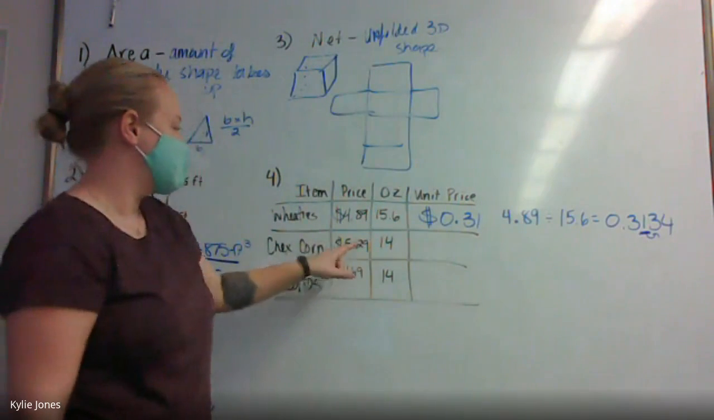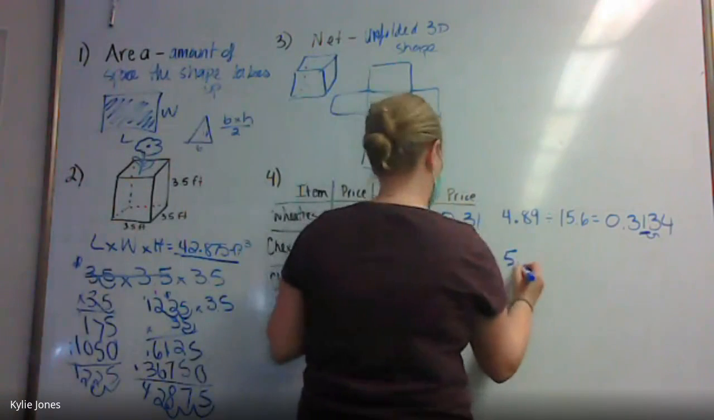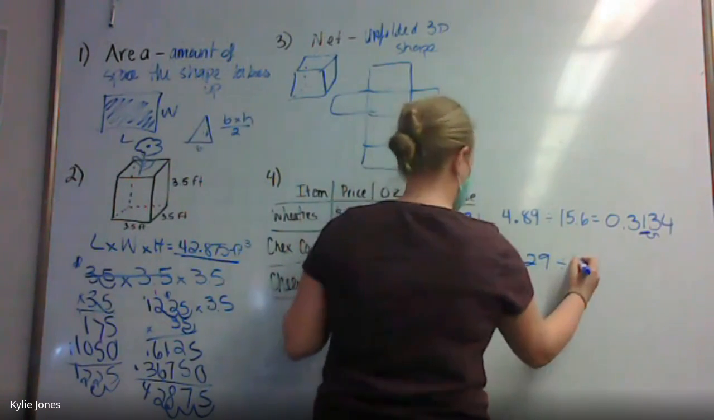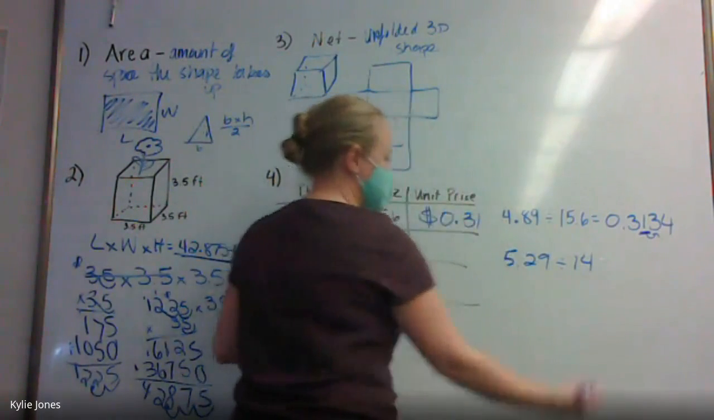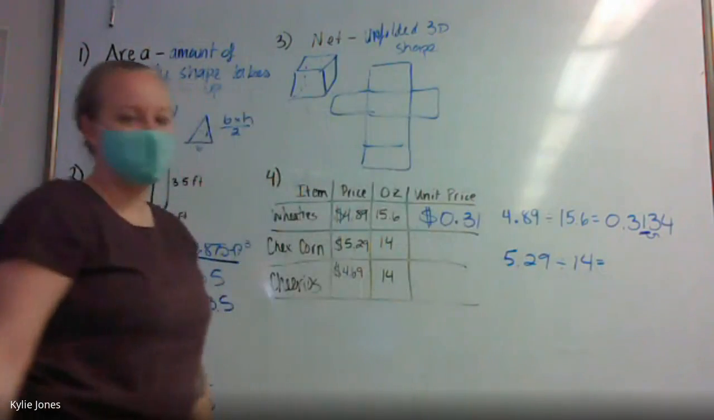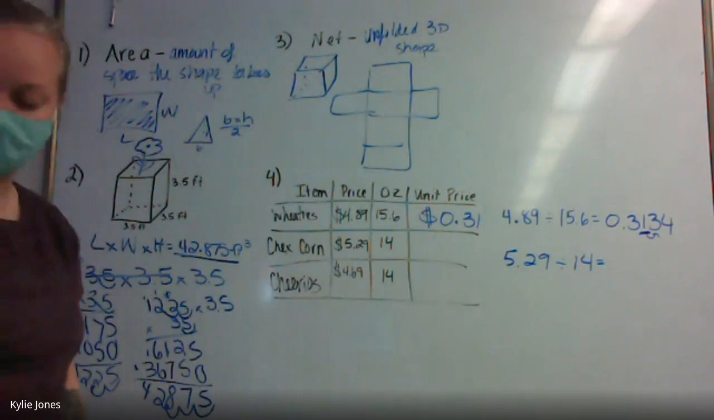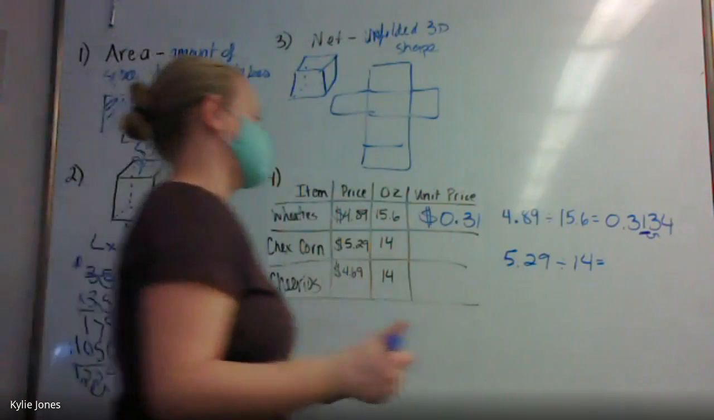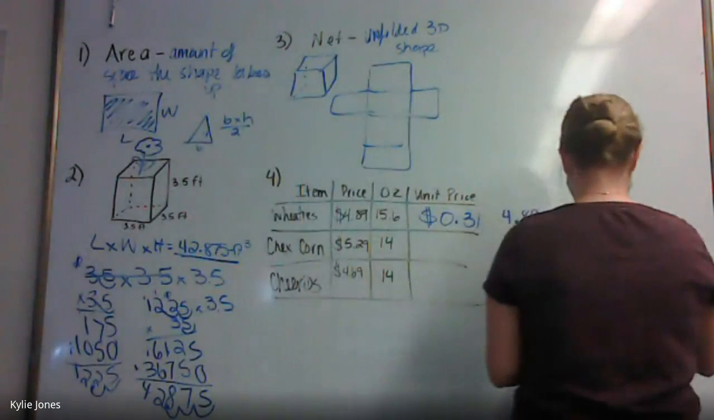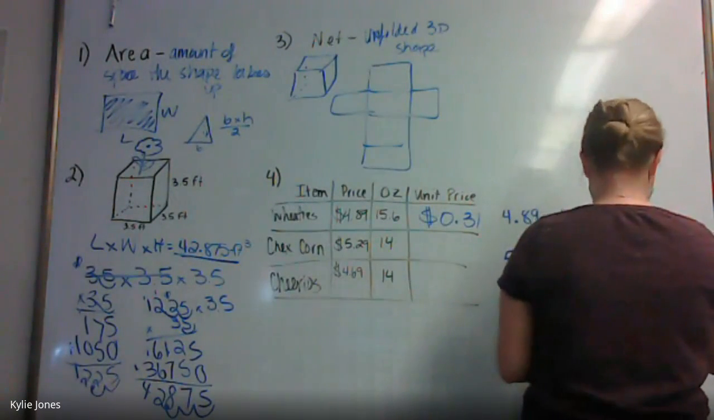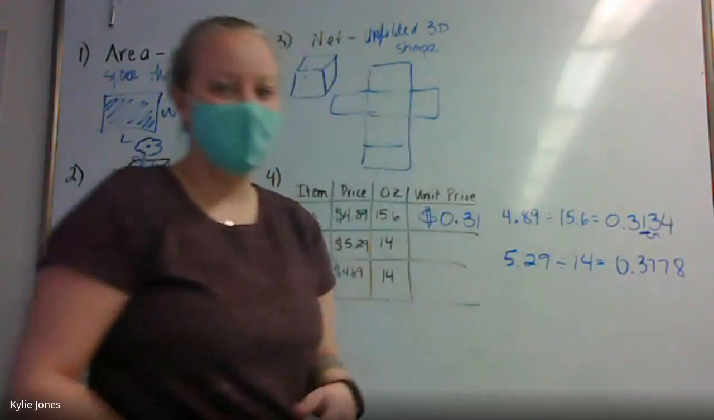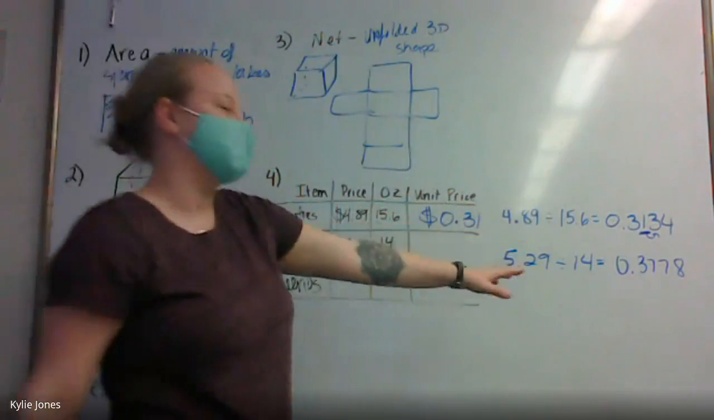Our next one. $5.29 divided by the ounces. So $5.29 divided by 14. Anybody get that far? Okay. Anybody get an answer there? I got one on my phone. The answer is 0.3778. And it keeps going and going, but we need to make it into money.